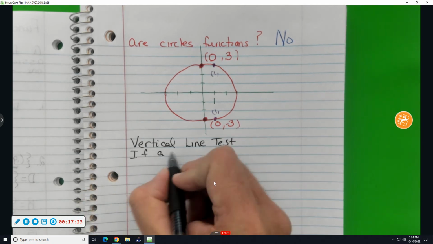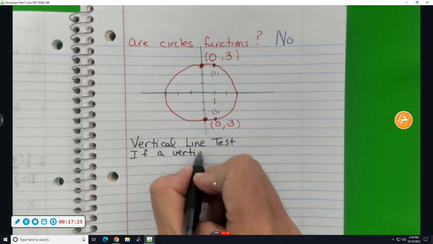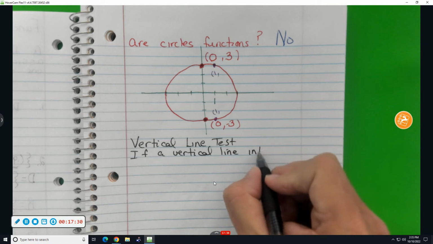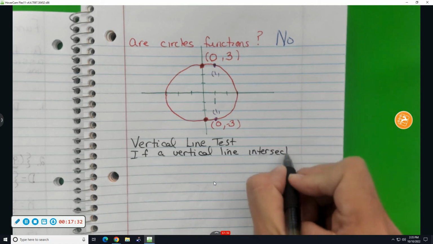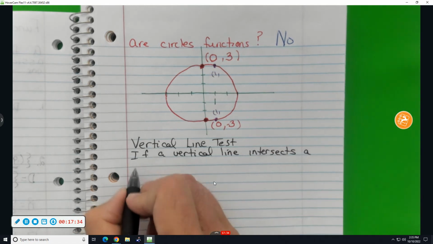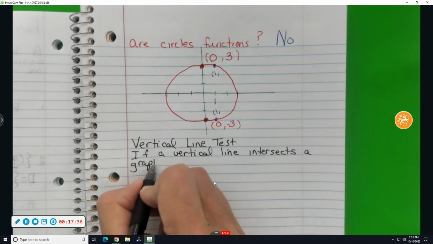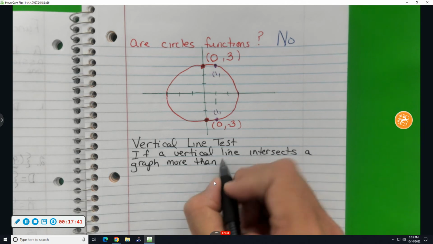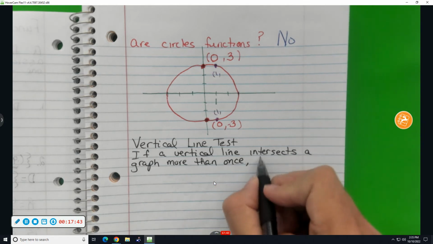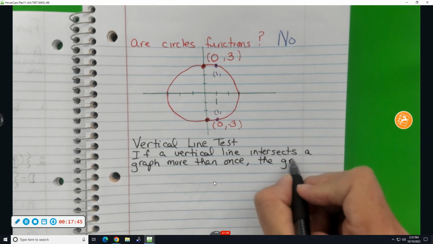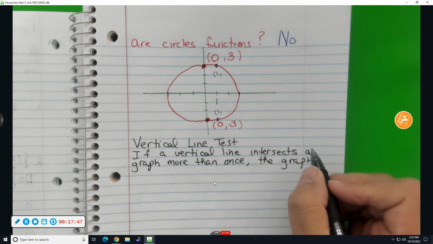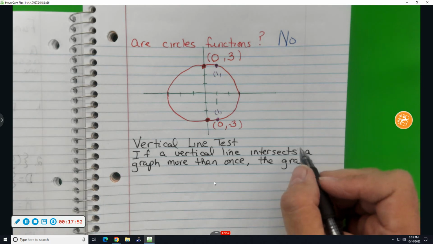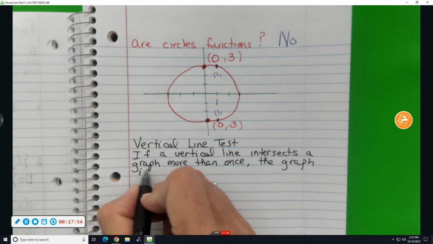If a vertical line intersects a graph more than once, the graph, what do y'all think I'm going to say, is or is not a function? Is not a function.